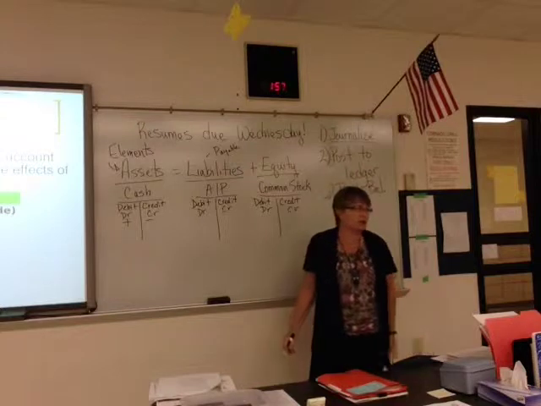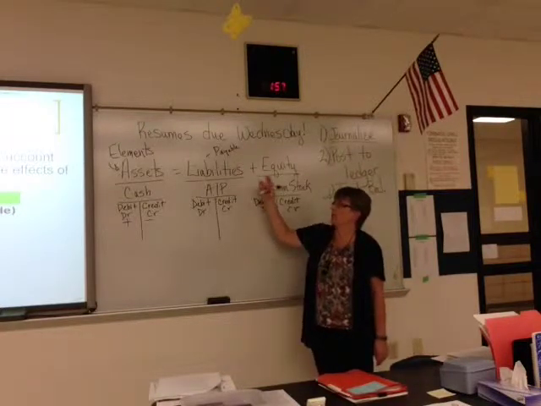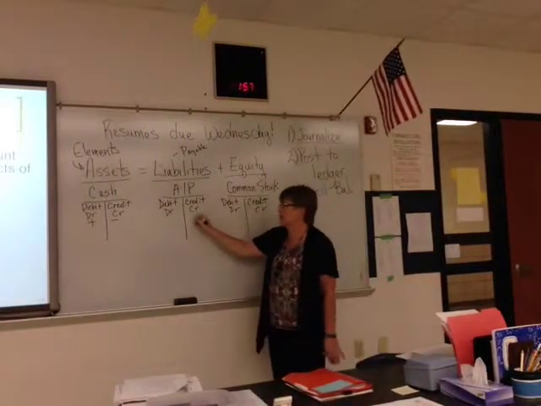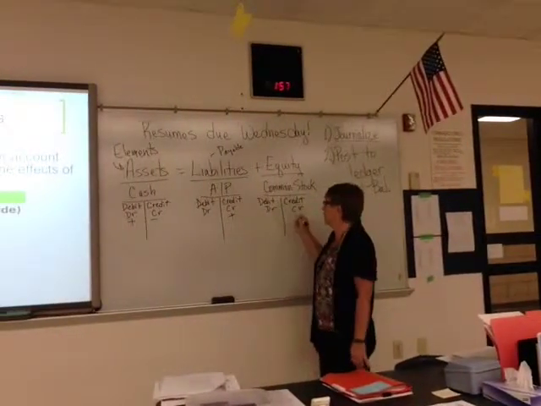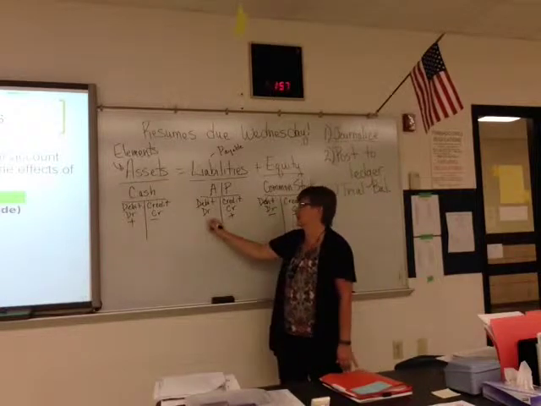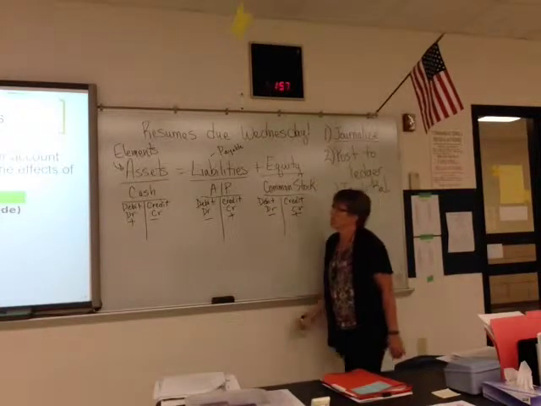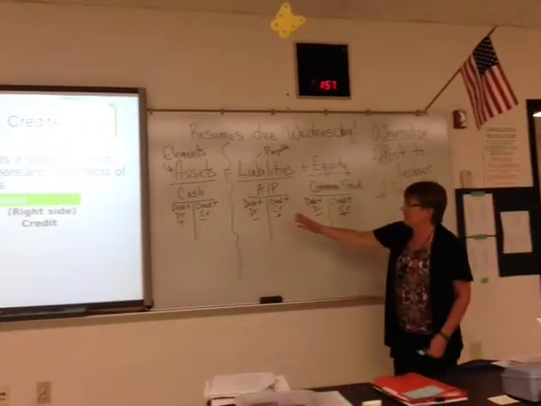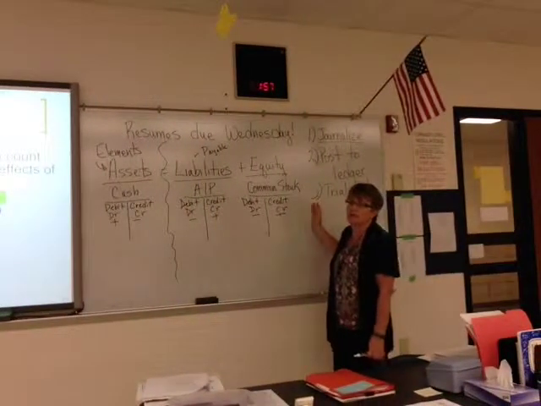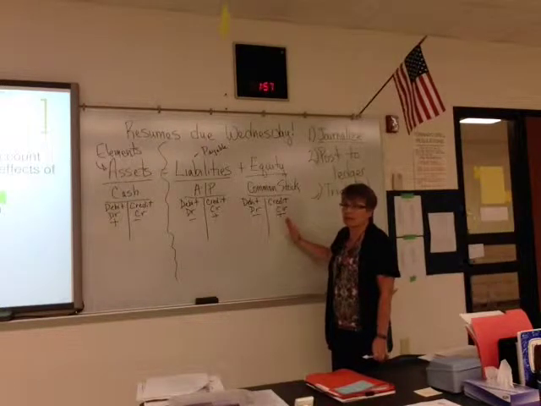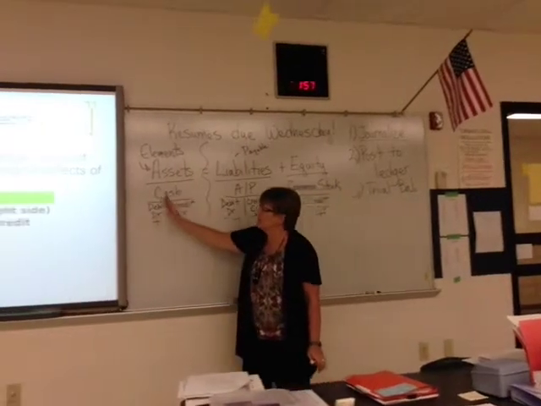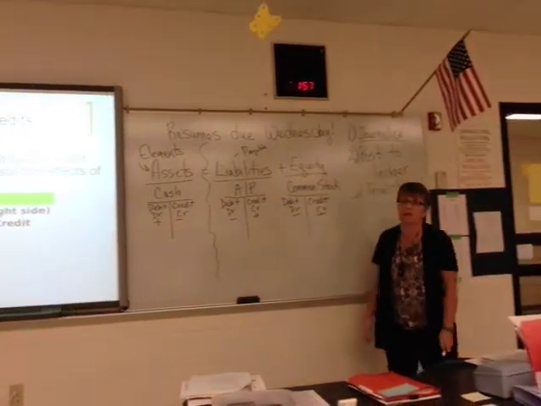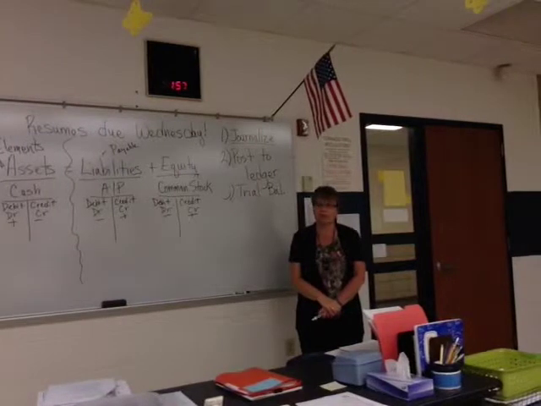If the account title is from one of the elements that's on the right side of the equation, then the plus sign goes over on the right side of the T. So here's our equal sign. Any accounts that go over on this side have the plus on the credit. Any that are written on this side have the plus on the debit. Now, does anyone have a question about this so far?